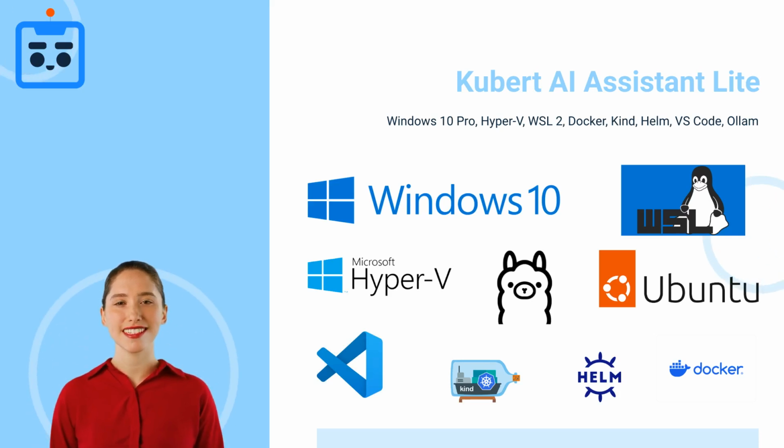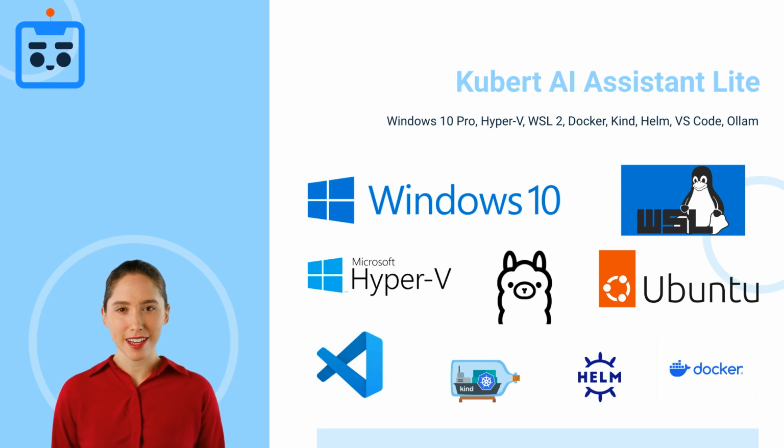Hey everyone! Today we will show you how to set up a fresh Windows 10 Pro machine for development. We'll install Hyper-V, WSL2, Ubuntu, Docker, Visual Studio Code, and Ollama to prepare you for your next project and Kubernetes AI Assistant Lite deployment.